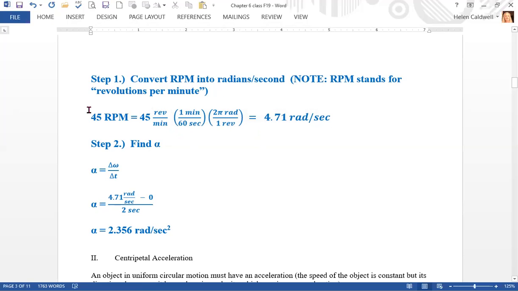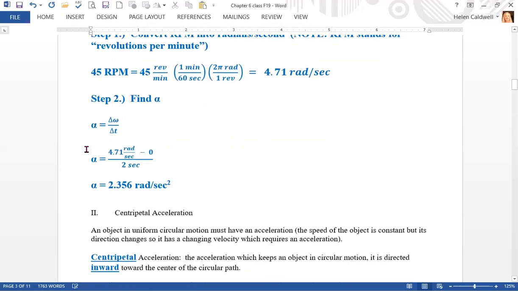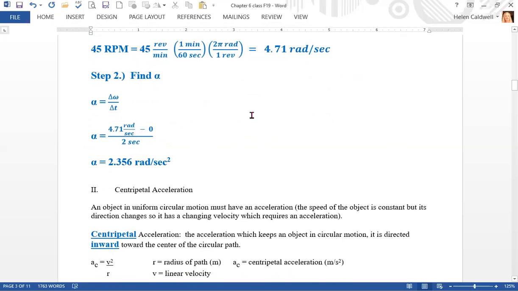If you don't get 4.71 when you do this calculation, I need to help you with your calculator. So after we've done our very first thing, converted the number in RPMs to radians per second, now we can find alpha. So alpha is delta omega over delta t, so that's omega final, that 4.71 radians per second, minus our starting angular velocity, which was 0, divided by the time, which was 2 seconds, and so alpha is 2.356 radians per second squared.